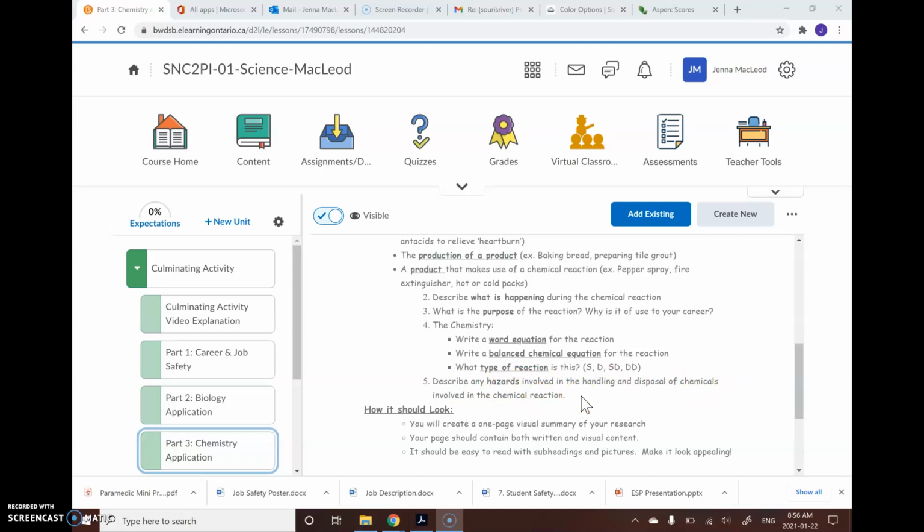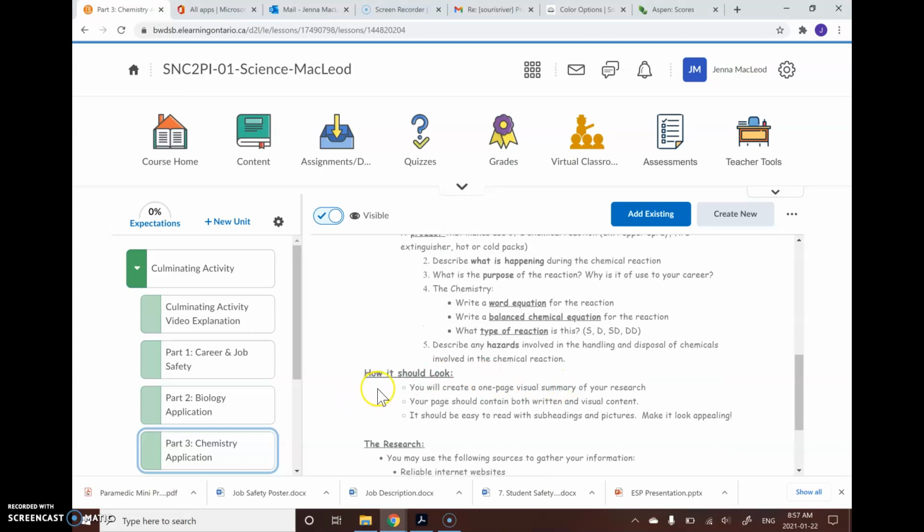Also describe any hazards involved in the handling and disposing of the chemicals involved in that chemical reaction. For example, if you're using a lot of power tools and you want to talk about how they're battery operated, at the end of the life of those batteries, they need to be recycled, instead of just being thrown in the garbage, and explain why we wouldn't do that.